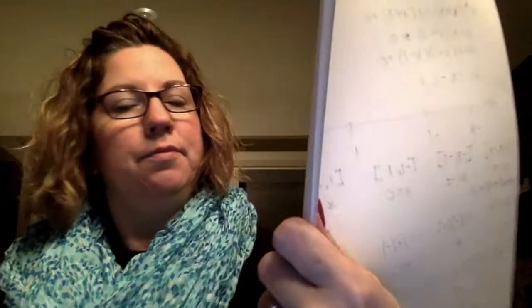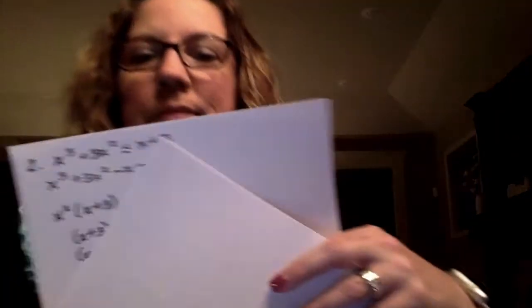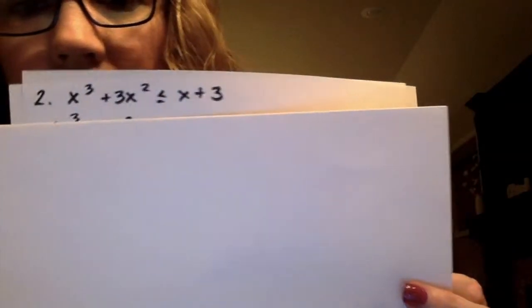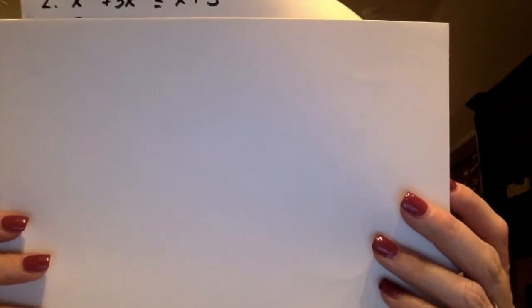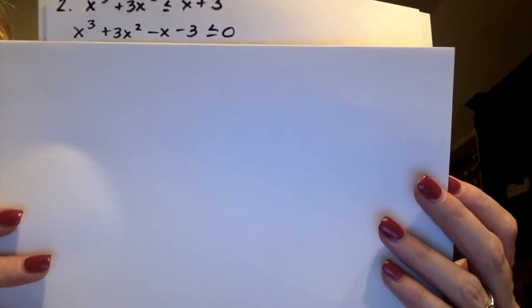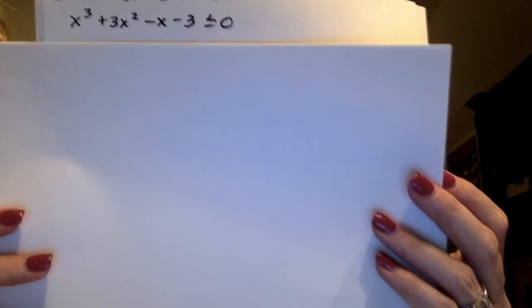Let's see here. What do I have? Let's do this. Sorry. We're going to start with this one. Okay. So we have x cubed plus 3x squared is less than or equal to x plus 3. The first step is to make sure that we have 0 on one side. So I subtracted x. I also subtracted 3. Oh, that's not the right one. Look, that says number 2. Let's start with an easier one. I apologize. We're going to come back to that one in just a moment.